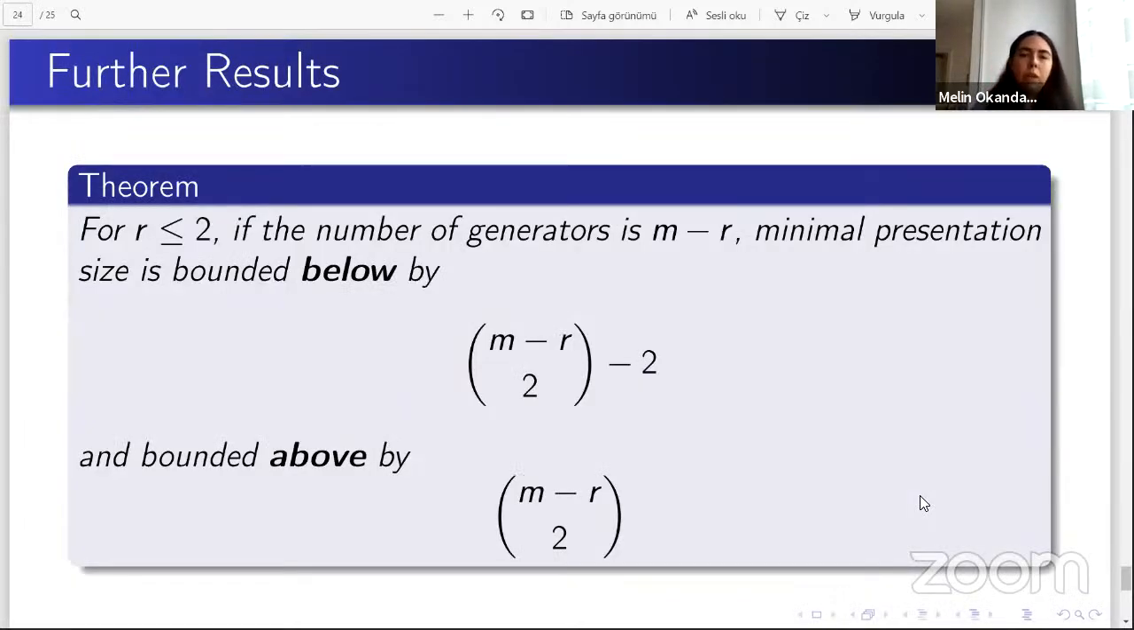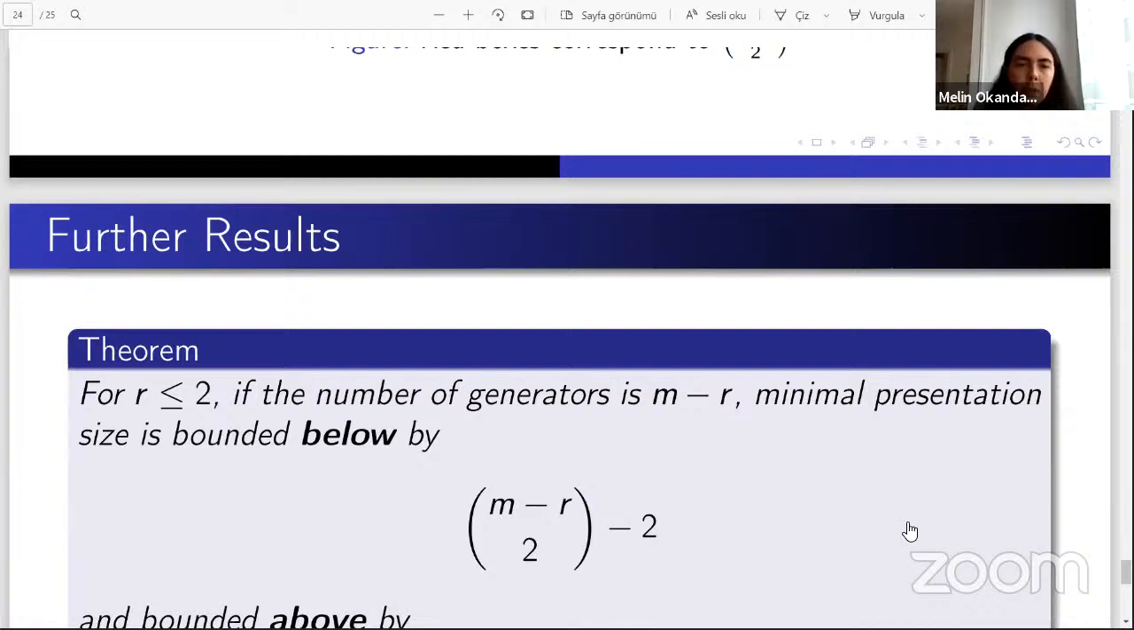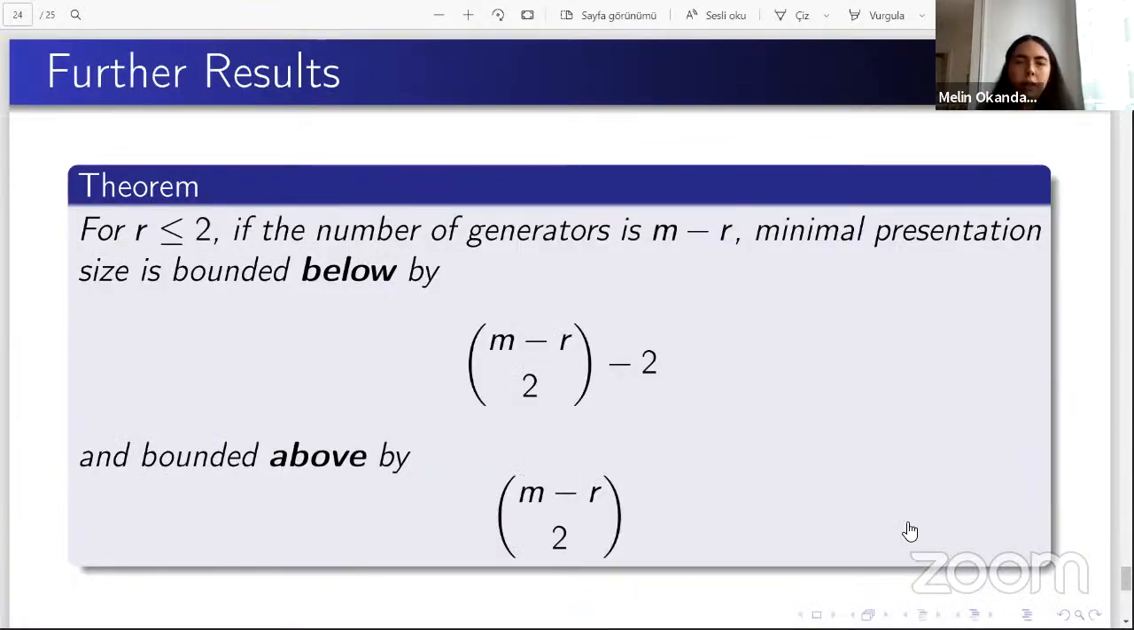Now we can look at further results. These are actually the results of this summer. These are new things from a project that I worked on. So let us see what they are. It is looking at the table, taking some educated guesses, and then proving it. You may have noticed that for r less than or equal to 2, if the number of generators is m-r, the minimal presentation size has some bounds.